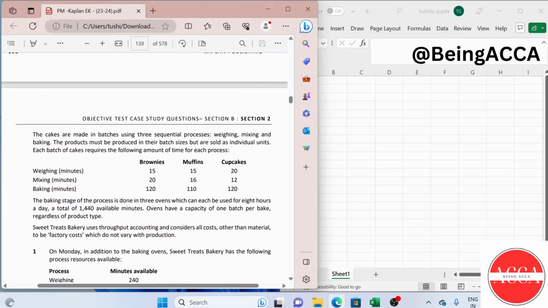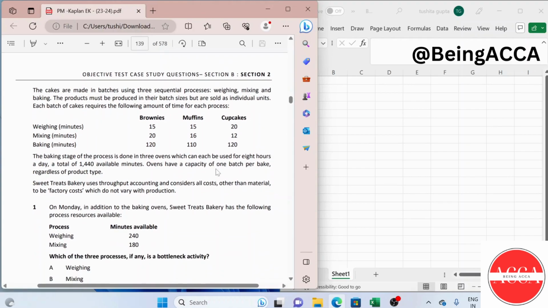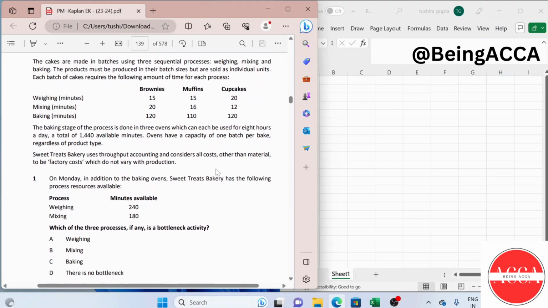The cakes are made in batches using three sequential processes: weighing, mixing, and baking. Now, what does sequential mean? Sequential means that these are followed in a specific sequence. First weighing will happen, then mixing will happen, and then baking will happen. The products must be produced in their batch sizes but are sold as individual units.